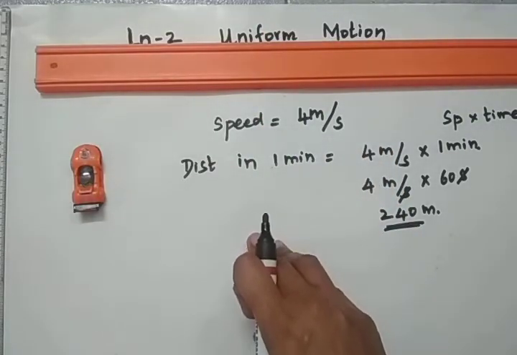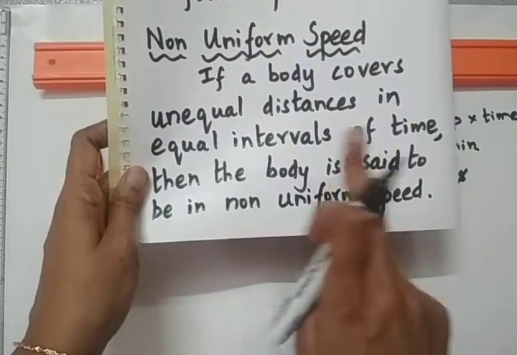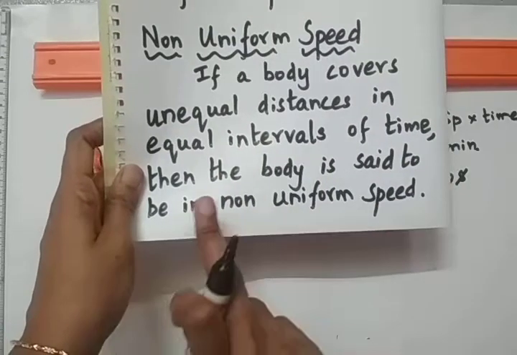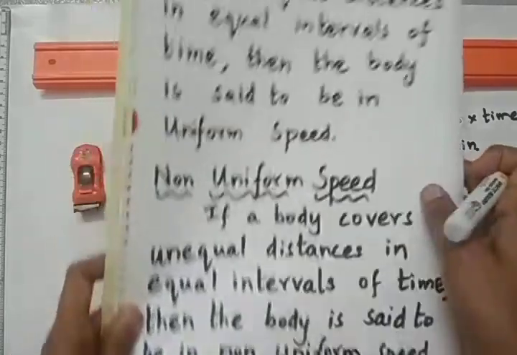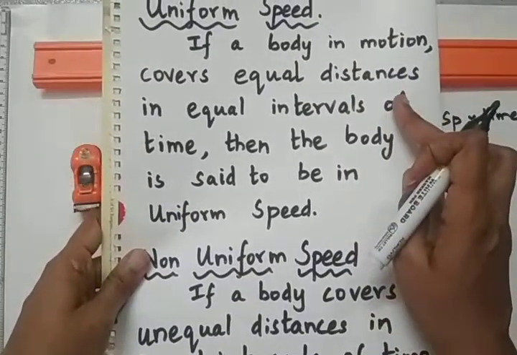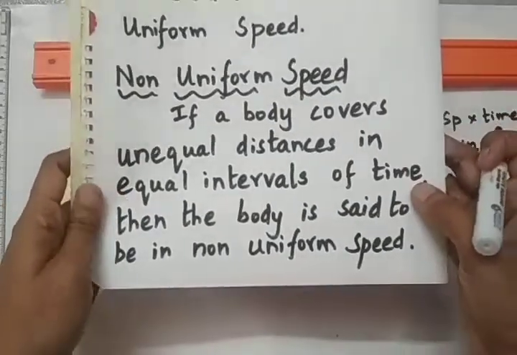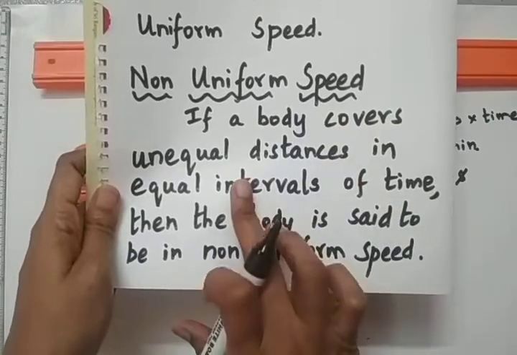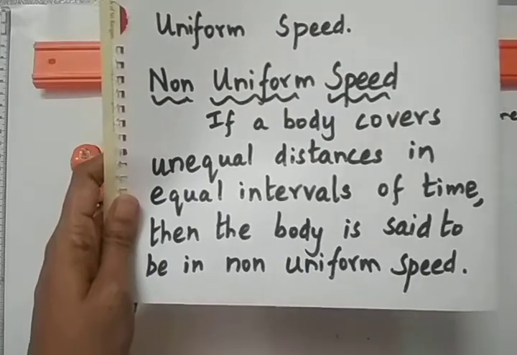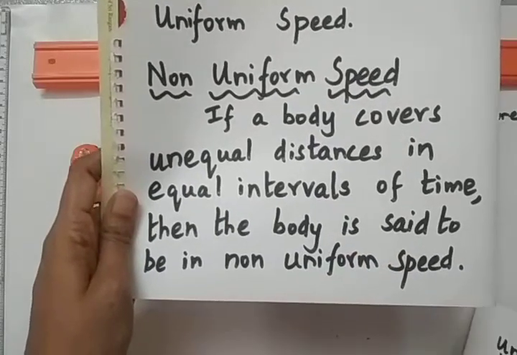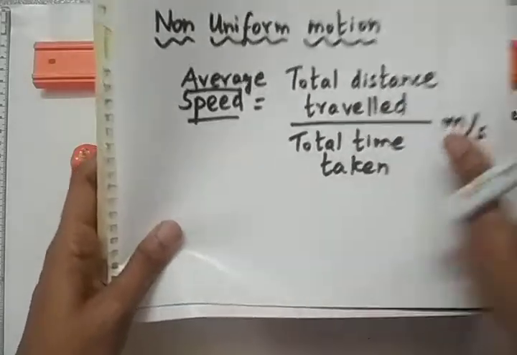So we have only non-uniform motion, that is, if a body covers unequal distance in equal interval of time, then the body is said to be in non-uniform motion and the speed is said to be non-uniform speed. Normally, what is uniform speed? If it covers equal distance in equal interval of time, then the body is said to be in uniform speed. But on the road, it is not possible. Actually, you cover unequal distance in equal interval of time, or you cover equal distance in unequal interval of time. In that case, how will you find out the speed? We will have only the average speed.